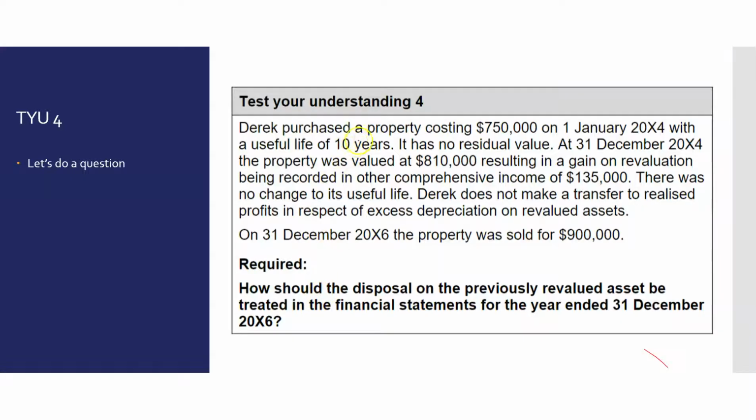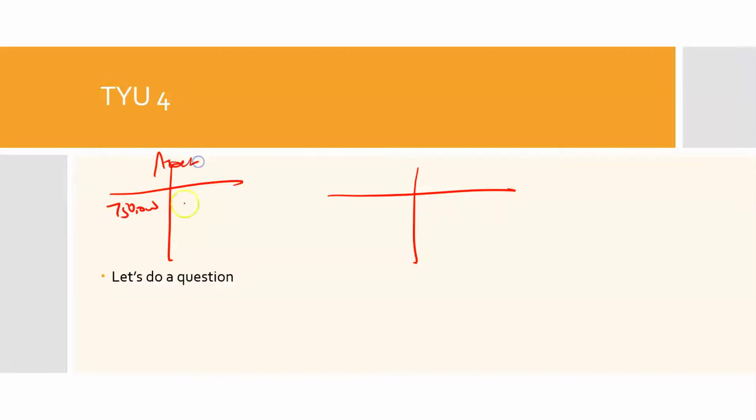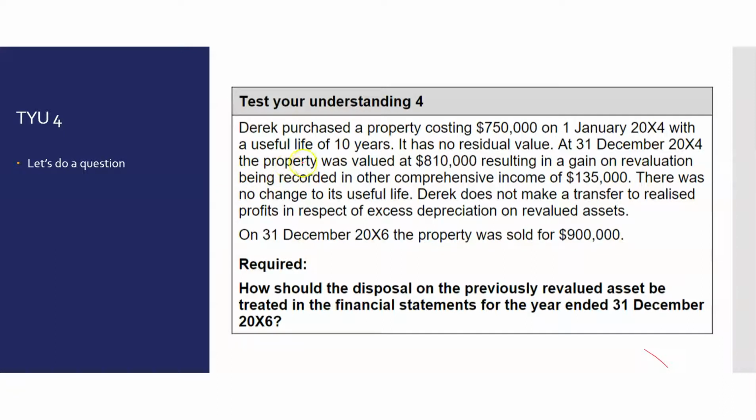Let's look at this question. Derek bought this property for 750. We'll do the double entry in a second. On the 1st of Jan, useful life of 10 years. It has no residual value. Let me just create a page. I will use this page here. So the man bought this thing for 750,000. That's the asset. And it says that the intention is to hold it for 10 years.